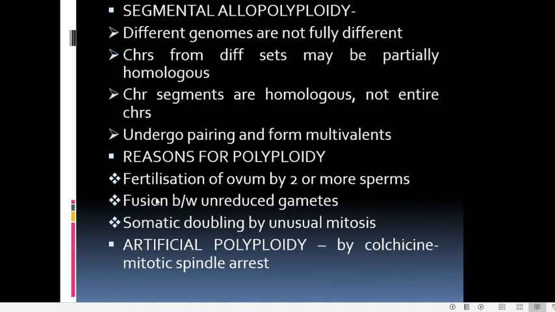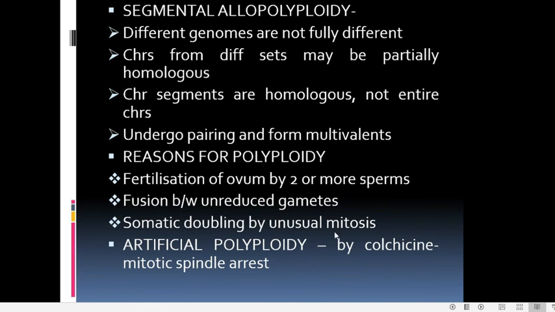Then the reasons for polyploidy. It can arise out of fertilization of an ovum by two or more sperms, so all their chromosome complements will come together in the zygote. That can lead to polyploidy. Or if there is fusion between unreduced gametes: suppose there is non-disjunction in all of the chromosomes, so that the gamete has the same chromosome number as the parent. That gamete is called an unreduced gamete, where there is no division of the parent chromosome number into half. If they undergo fusion, that can result in polyploidy.